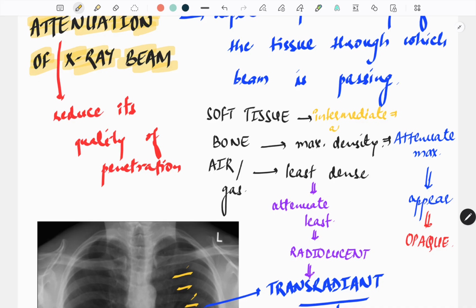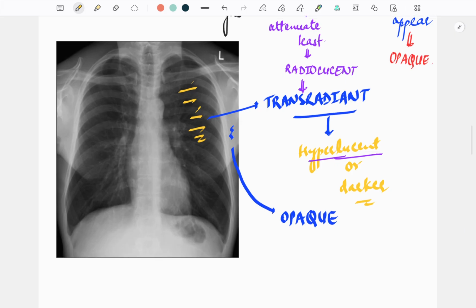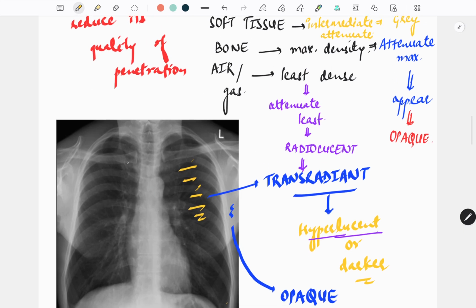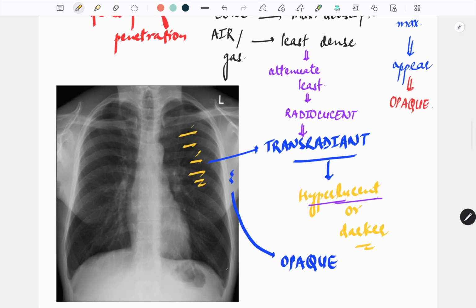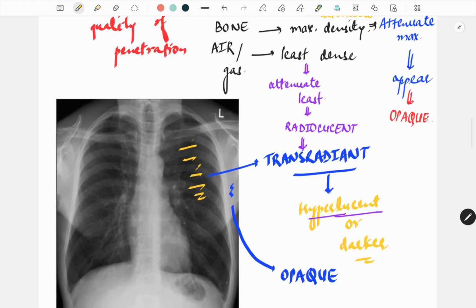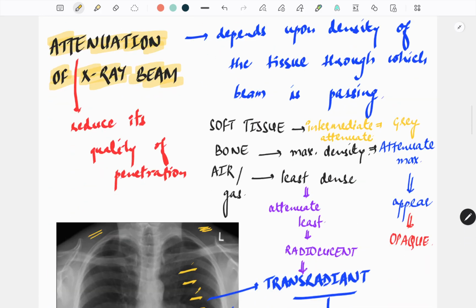So it will attenuate intermediately and will appear gray. Hence this air is appearing hyperlucent. These bones, they are appearing opaque, and all of this soft tissue is appearing gray. Now we'll come to how to interpret a chest x-ray using a checklist.